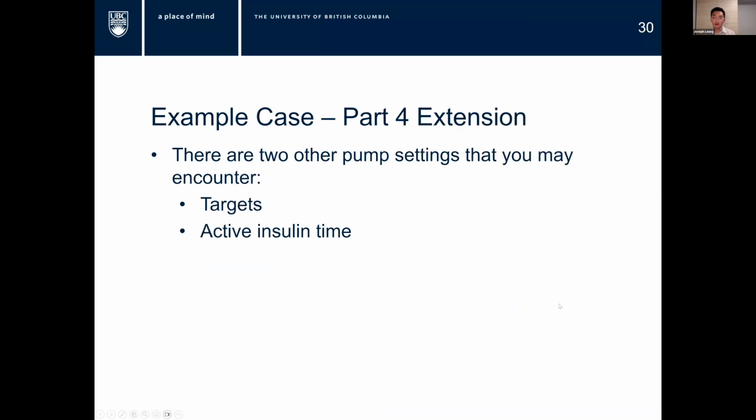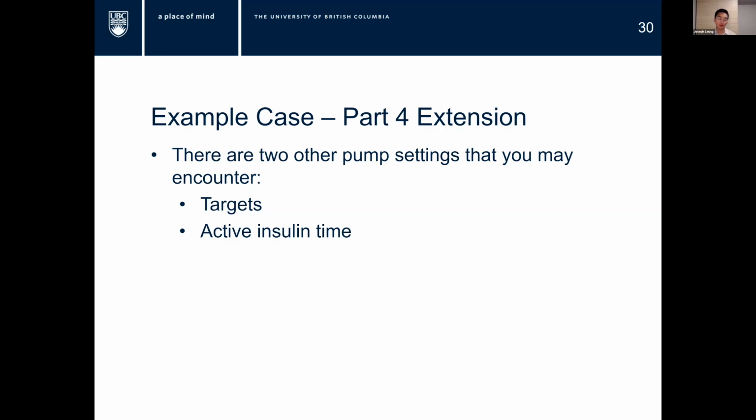So there are a couple other pump settings that you might encounter as well. Together with the carb ratios, the ISF, and the basals, this is what I call the big five insulin pump settings. Targets, that's pretty self-explanatory. You're setting a blood sugar target for the pump to use in its calculations.